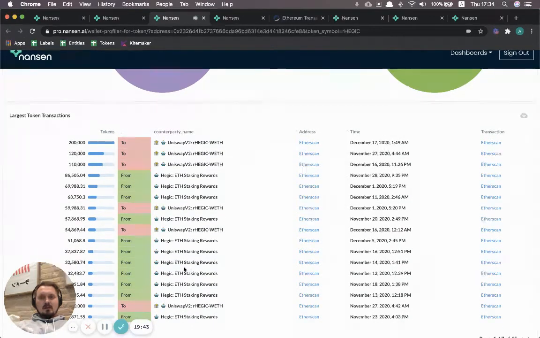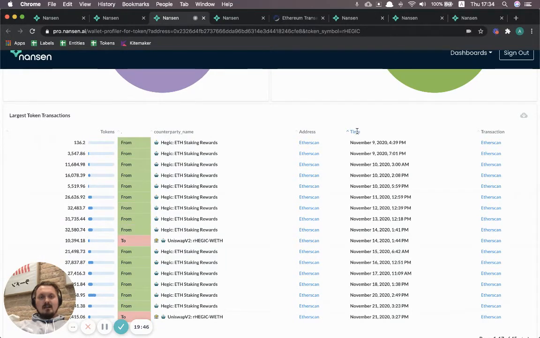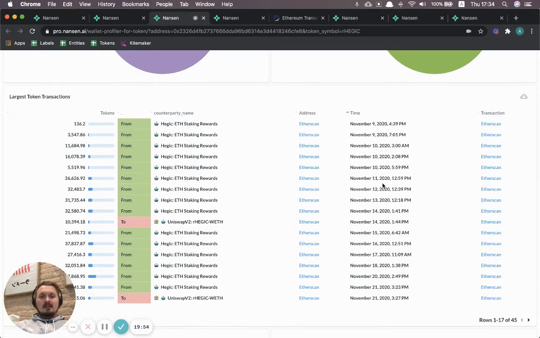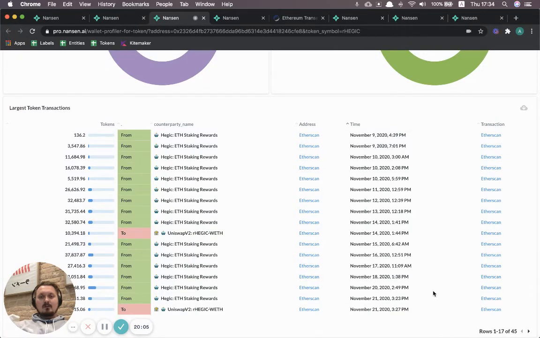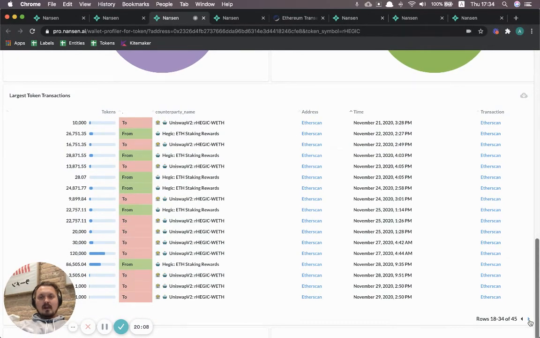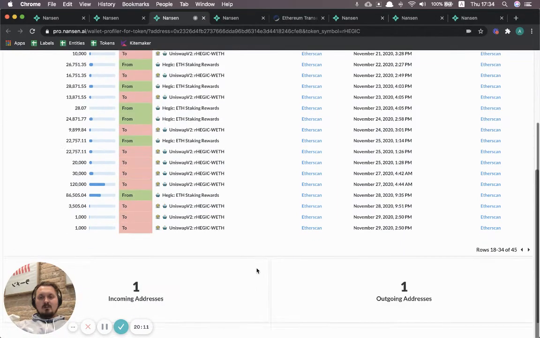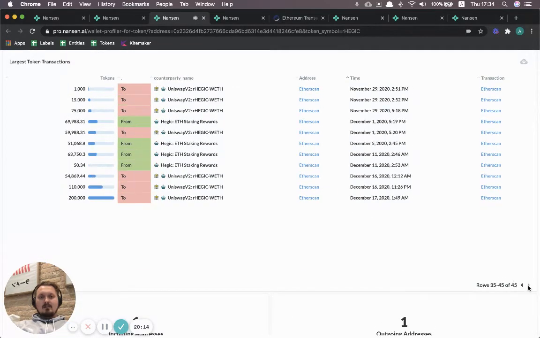So yeah, this is more interleaved. Let me sort by time again. Actually, this time let's sort the other way around. So the very first Hegic they got was from staking rewards, but in smaller batches. So it seems like this address has been claiming tokens every few hours, and then it's been selling a bit, but it was keeping them for a while, and then lately there's been much more selling. So, well, November, December, and then big trades here. So yeah, more big whales selling our Hegic tokens.